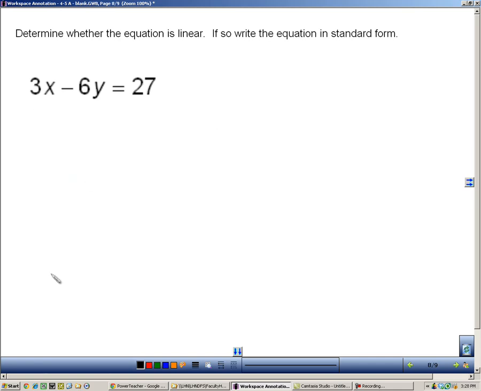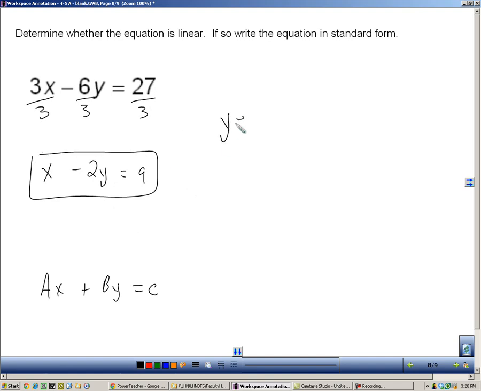Our next equation is here. We're looking to write it in standard form. It looks pretty good, but hopefully you'll notice that they all share a common factor of a 3. So I'm going to divide everything by 3. 3 divided by 3 is 1. 6 divided by 3 is 2. And 27 divided by 3 is 9. This then is our standard form, and therefore my equation is linear.